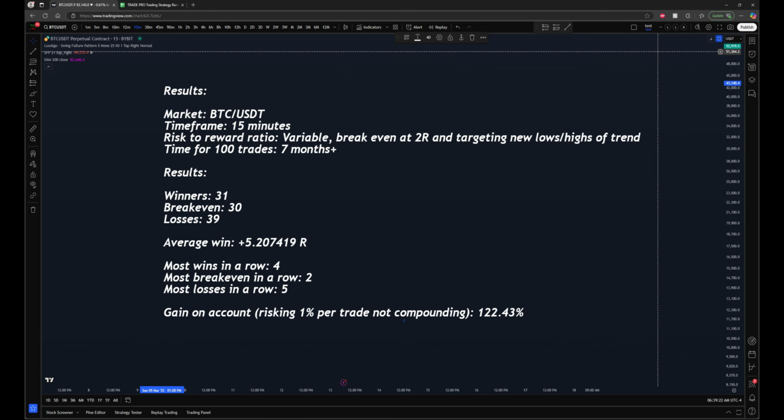It took just over 7 months for the 100 trades. Here are the results. We had 31 winners, 30 break even, and 39 losses. Here's where it's good. The average win was 5.2R. So out of these trades that end up being winners and giving us those big, juicy risk to reward ratios, we had 3 outliers. One was the highest at 17.21R. We had a 14.12R, and we had a 10.24R. Those were the 3 big hitters.